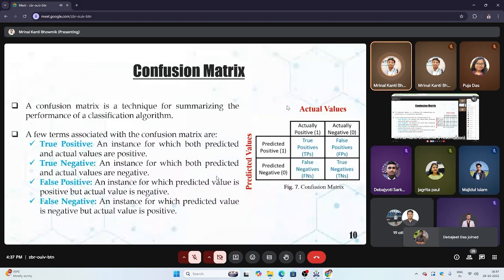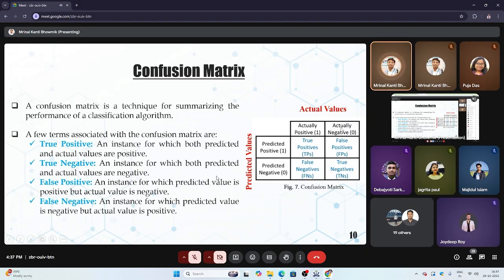So confusion matrix is nothing but a technique for summarizing the performance of a classification algorithm. It basically depends on four basic parameters: true positive, true negative, false positive, and false negative. Here, if we see figure 7, actual values means the ground truth labels and predicted values means what the machine is giving. Suppose the actual label is 1 and the machine is also predicting it as 1, then we call it a true positive.